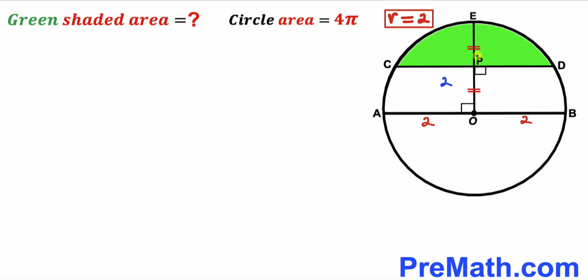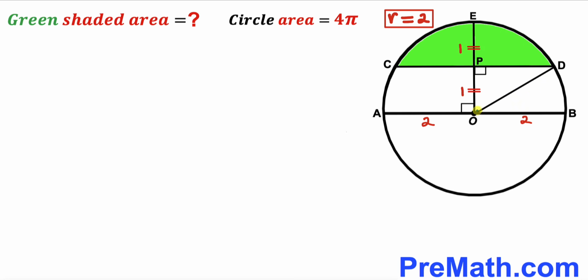And now we know that P is the midpoint, such that this segment EP equals this segment OP. So therefore this segment EP length is going to be 1 unit, and likewise OP length is 1 unit as well. And now in this next step I am going to connect this center O with this point D, as you can see in this next step.